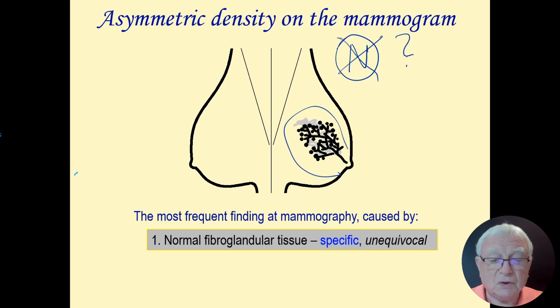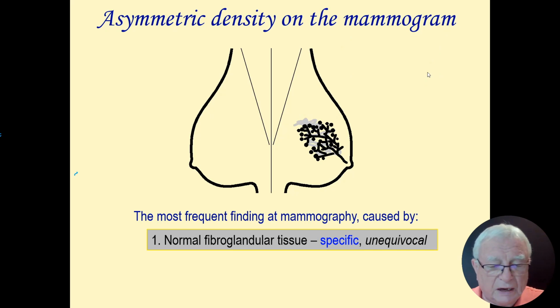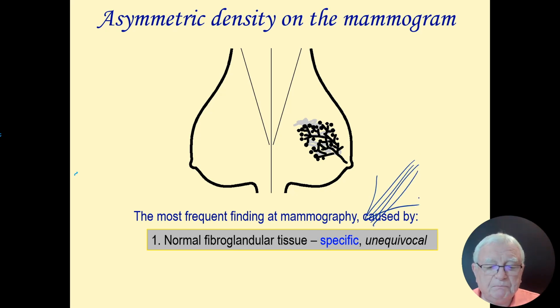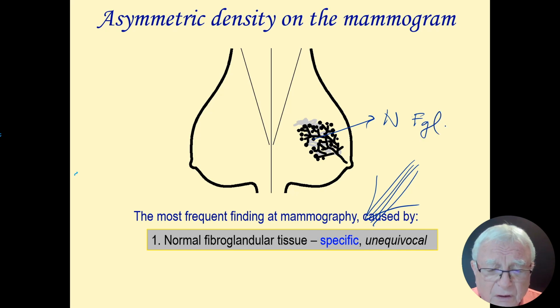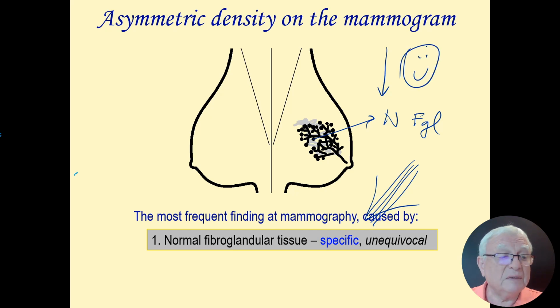So then, should I call back? Shouldn't I call back? What is the proper callback rate? So we are going to follow a very didactic approach. First of all, I'm going to show you many normal mammograms. And we call it specific asymmetric density, which means normal fibroglandular tissue. This is the most difficult in mammography, to say, I am absolutely sure that Mrs. X, you do not have a cancer.